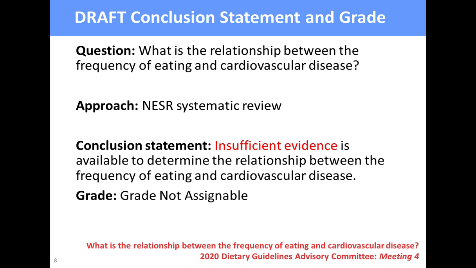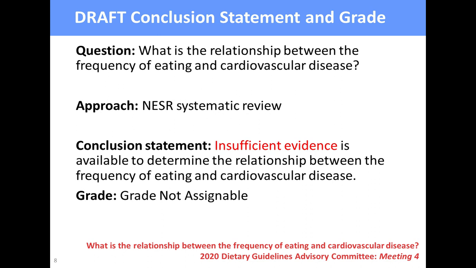The next question also had a publication, but again, it was only 2 publications we found. And what is the relationship between the frequency of eating and cardiovascular disease? One of these studies related to the intermediate outcome of blood pressure, and the second related directly to the distal outcome of cardiovascular disease. Is a prospective cohort study.